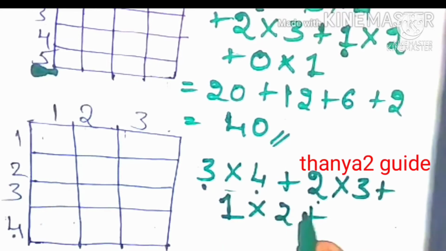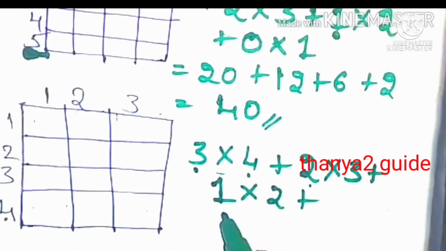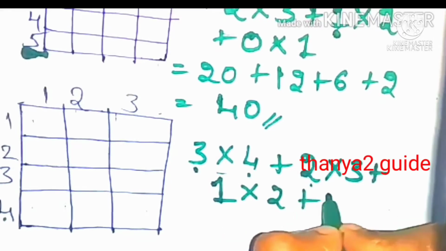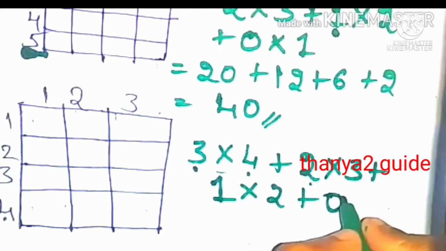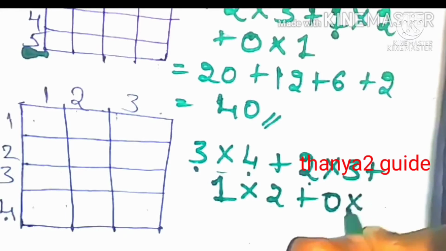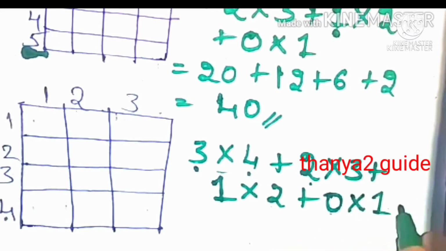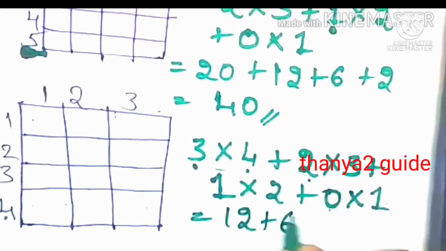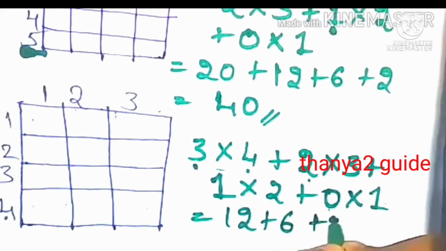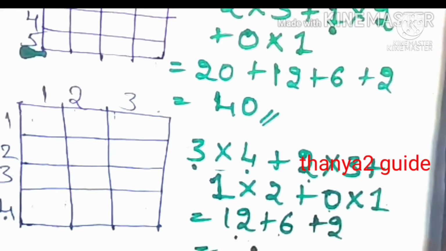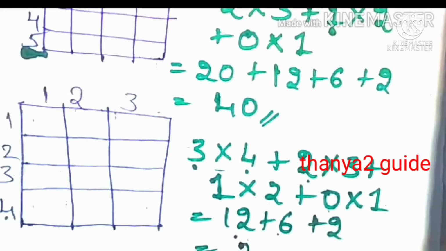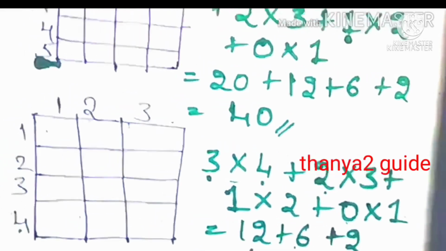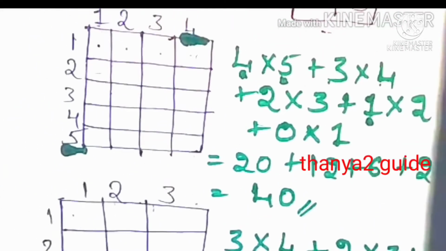Next, shall we do for the next? No. Why? Because 1 and 2, if we subtract from 1 we'll get 0, and from 2 if we subtract 1 it is 1. 0 into 1 will get 0, so no need of doing that. 4 3s are 12, 2 3s are 6, 2 into 1 is 2. Now what is our answer? 12 plus 6 is 18, 18 plus 2 is 20. In this particular square we are having 20 squares. Okay, it's very simple, right?